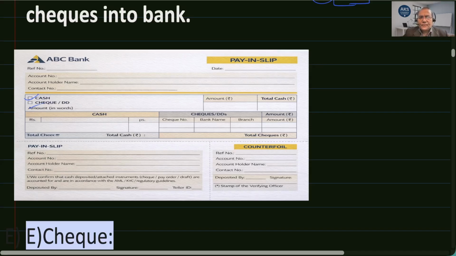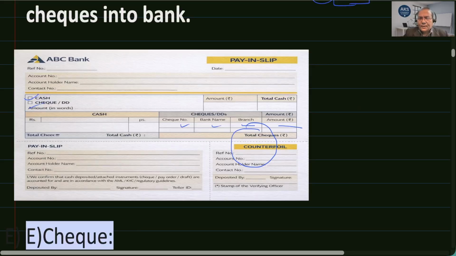So there will be the check number, the bank on which it is drawn, the branch, and the amount. Then there are the account number and the account holder's name. If it is a check, to whose name it requires to be credited is also mentioned there. And there will be a stamp which will cover these two parts.